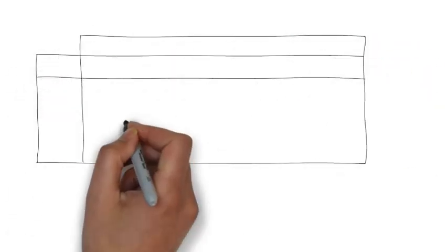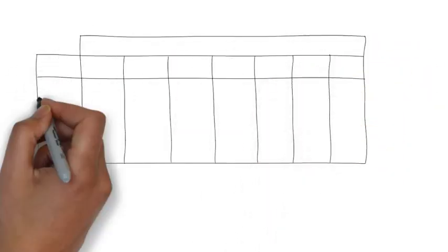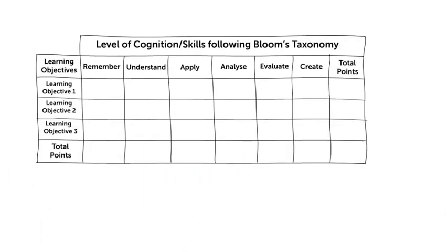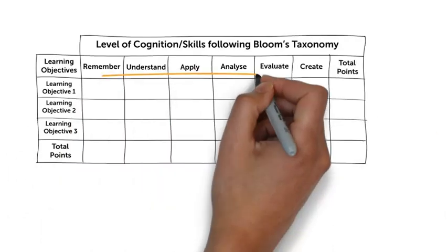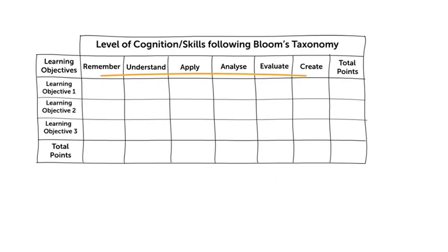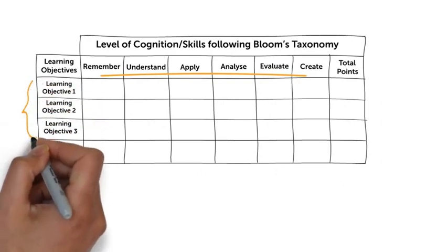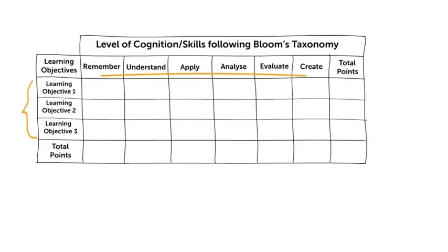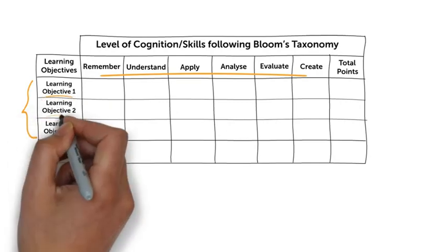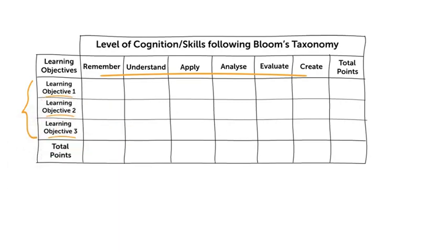Now, let's fill in an assessment matrix for this assessment. Here you see an example of an empty assessment matrix. The first row shows the different levels of learning following Bloom's taxonomy, from remembering to creating. The first column shows the learning objectives that the assessment assesses. As a first step, we need to outline the foundations of the assessment. Start by listing your own learning objectives in the first column. You can continue by marking at which level each objective is aimed.